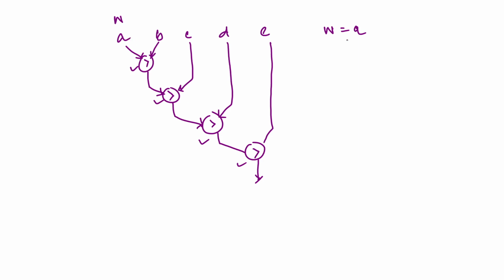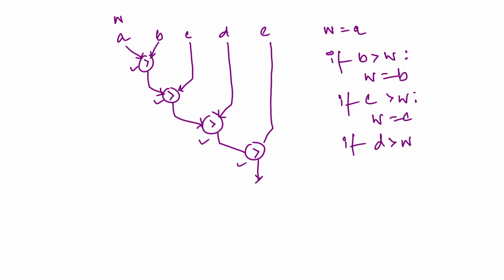So this would be our approach. We'll have a variable called winner. We set it to A initially. We assume A to be the winner. And then what we'll do is, if B is greater than winner, then winner equals B. If C is greater than winner, winner equals C. If D is greater than winner, winner equals D. If E is greater than winner, winner equals E.